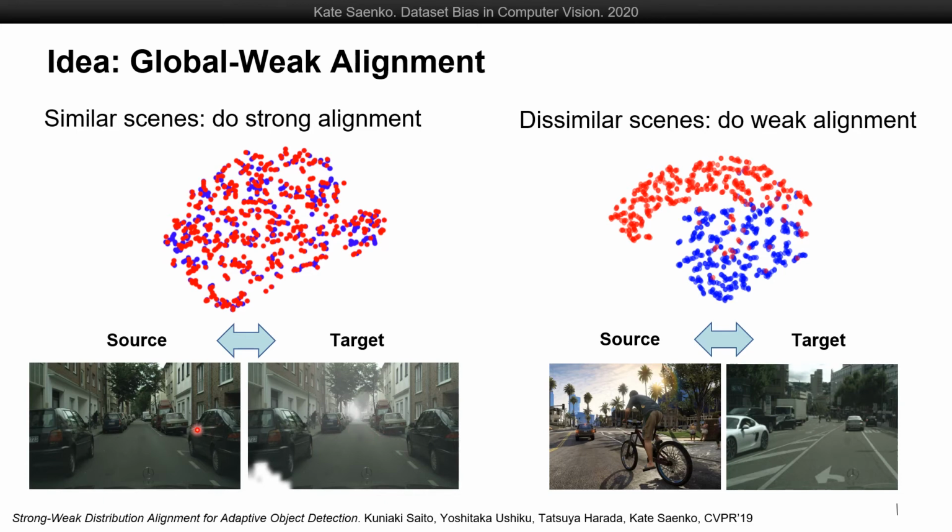And so here the scene layouts are very similar, and then our method will align them strongly. But on the other hand, here on the right-hand side, if the scene layout does change, the method will do partial or weak alignment at this global scene level. So we call this strong weak distribution alignment.